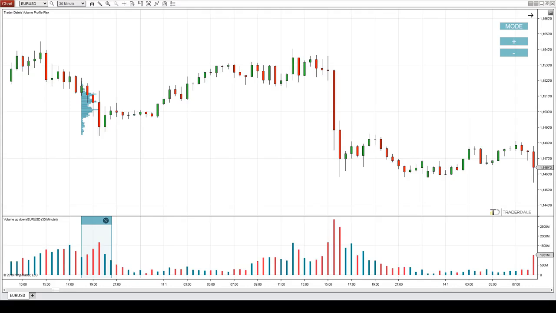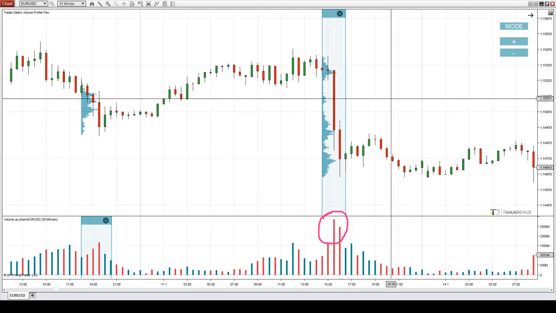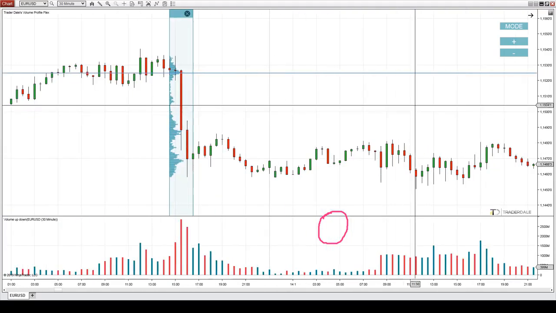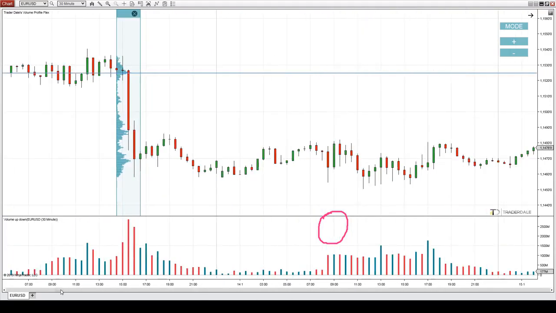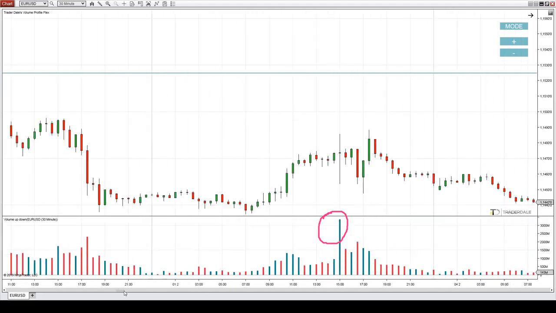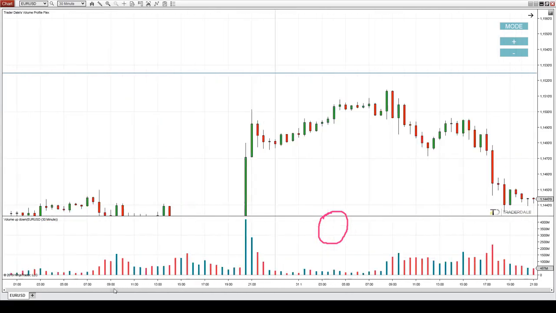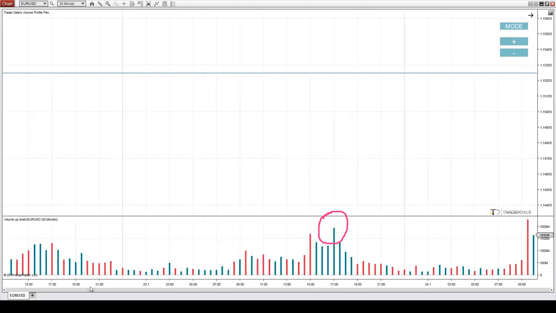Now in here, there is a very nicely visible volume spike. Heaviest volumes being in here. Unfortunately, the price didn't retrace back to the level, so there would be no trade from this level.